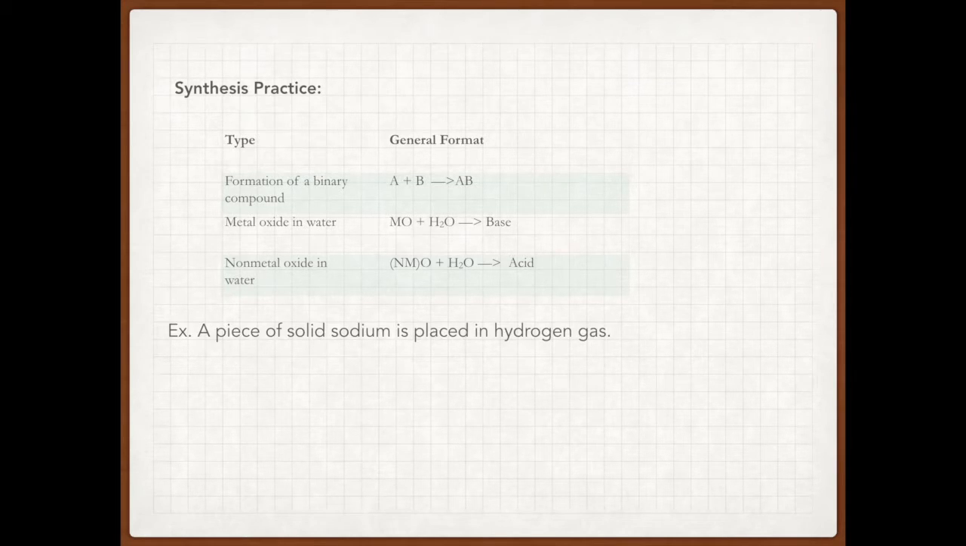So as practice, I'm given a piece of sodium and it's placed in hydrogen gas. So I start off with sodium, Na, and it's going to react with hydrogen gas. Remember, hydrogen is diatomic, so it's H2, and that's going to produce sodium hydride because this is the first type of reaction, the formation of a binary compound. Now I do need to balance, so since I have two hydrogens on the left-hand side, I need to put a 2 in front of sodium hydride and then a 2 in front of sodium.